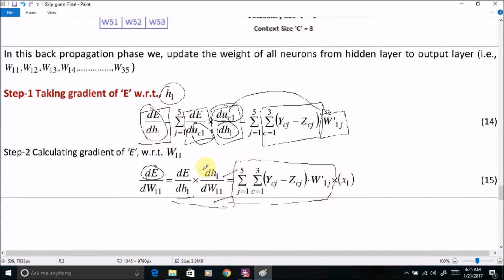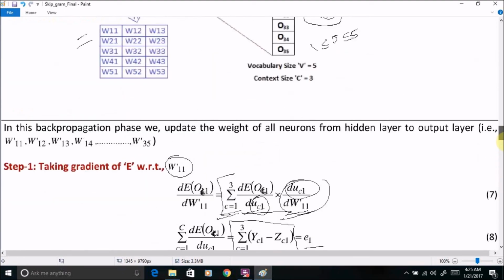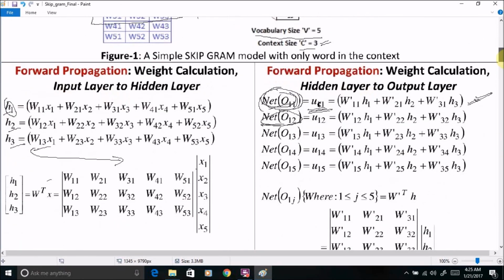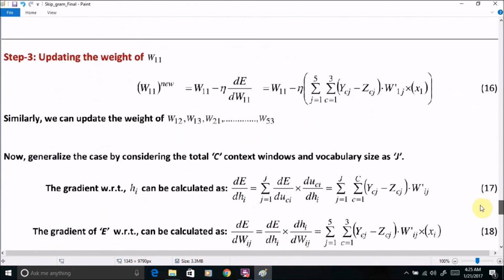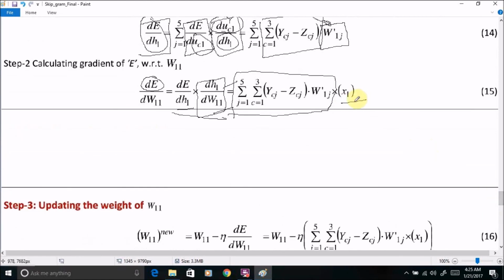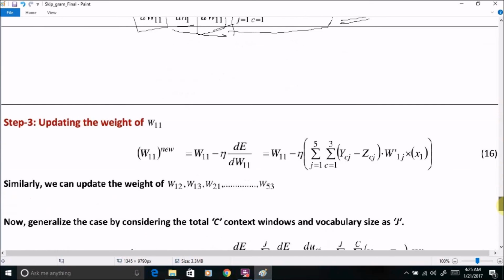And now the derivation of H1 with respect to W11 is very easy, because earlier we already calculated H1 like that. So by taking the derivation with respect to W11, we will easily get X1. So this is the X1. Now by using this derivation, we can update the weight of neurons.